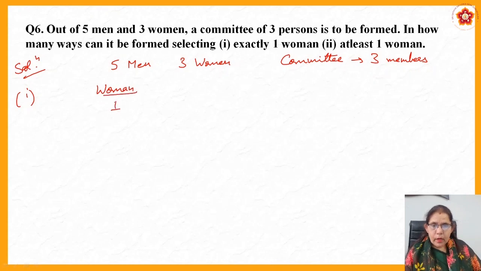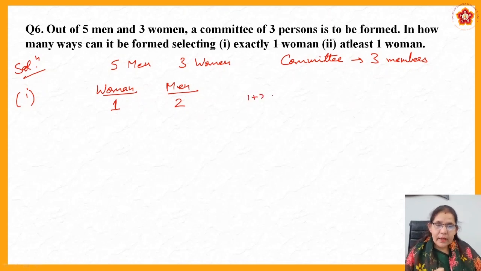So, if the number of women is 1, how many men can be selected? Committee has to have only 3 members. So, exactly 1 woman is there. So, how many men can be there? 2 men can be there. Then only we get 3. 1 plus 2 is 3. So this is the first thing that we have to see.